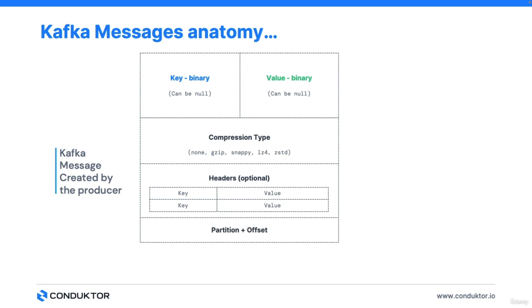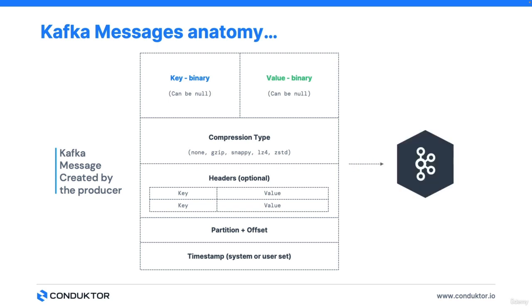Then we have the partition that the message is going to be sent to, as well as its offsets. And then finally, a timestamp that is either set by the system or by the user. And this is what a Kafka message is, and then it gets sent into Apache Kafka for storage.